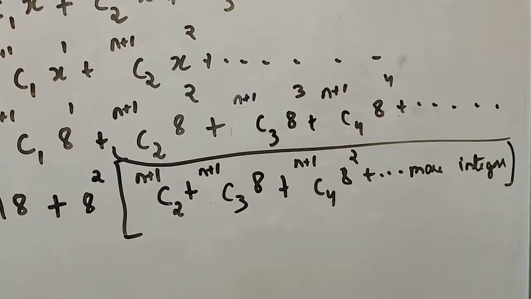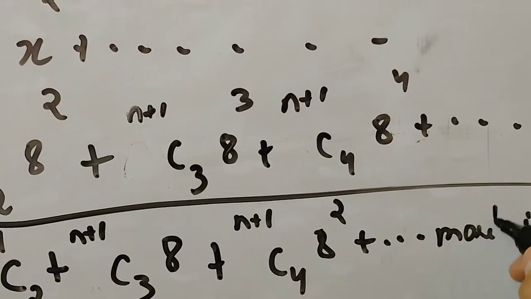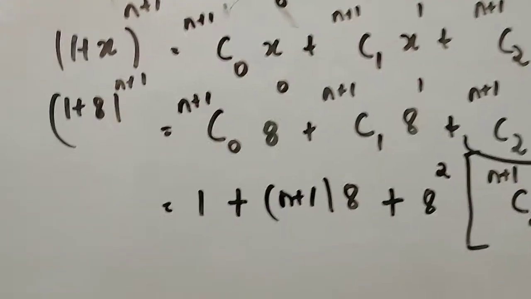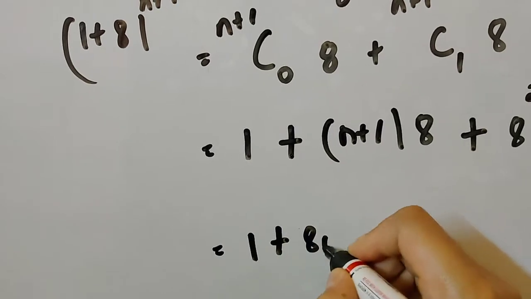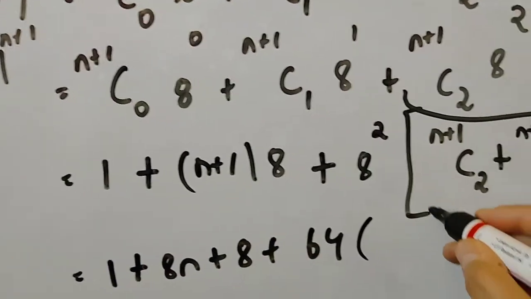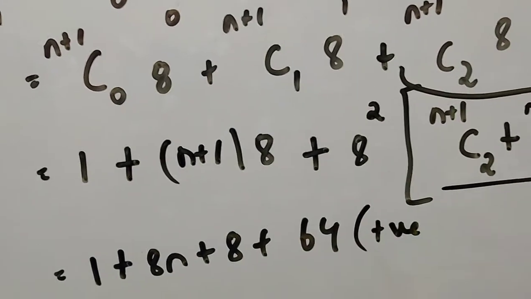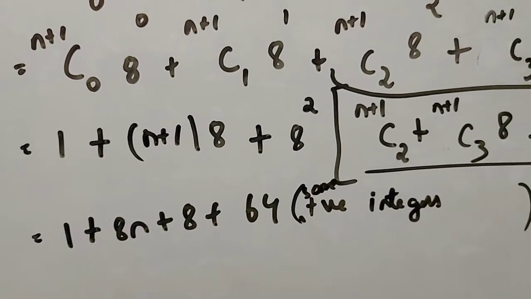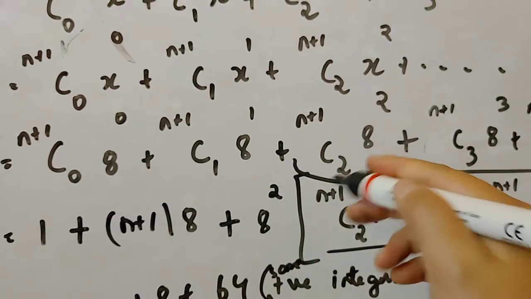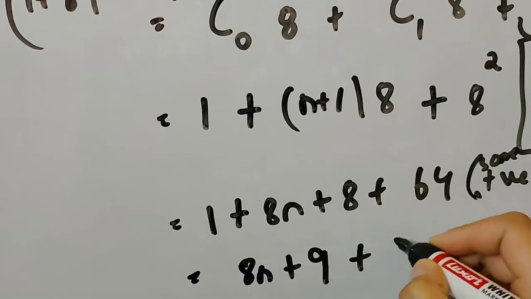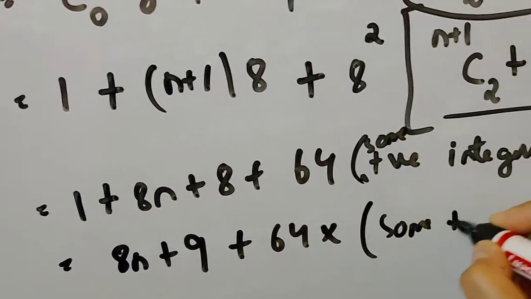More terms will be coming, and here it is clearly mentioned that n is a positive integer, so this part will be some more positive integers. We do not know n, so this part you see: 1 plus 8n, 8 times 8 is 64, and this portion will be some positive integers. So 64 into some positive integers, because in this bracket you have taken 8 square common. Now it will be 8n plus 8 plus 1, which is 9, plus 64 into some positive integers.